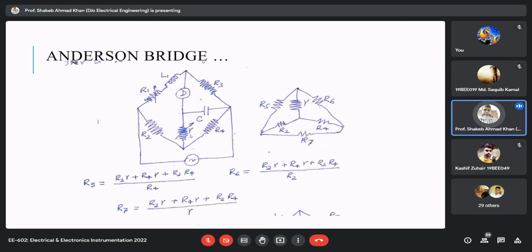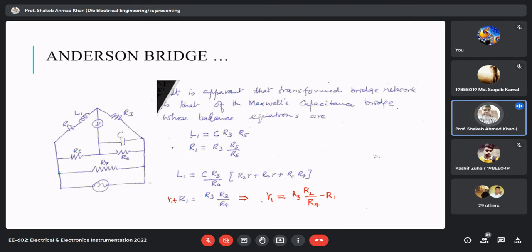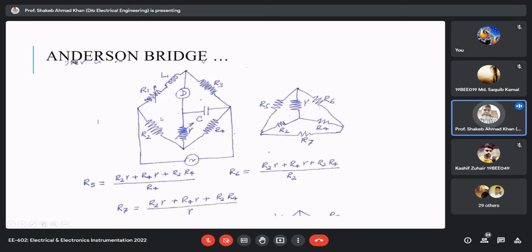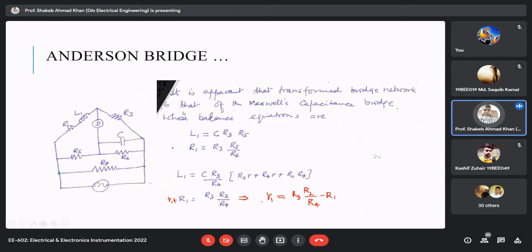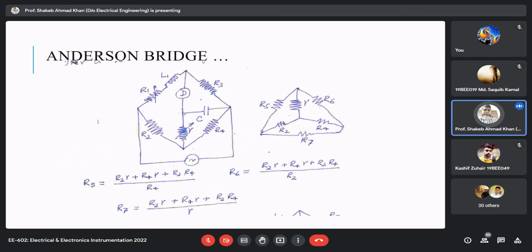So this is how the Anderson bridge performs. It is a very good bridge. It is very easy to balance also, because the resistances are variable and the sliding balance problem is not there, since the equations are independent. If anybody has any question regarding the derivation of the balance equation or whatever I talked about, as far as the Anderson bridge is concerned, you can ask, please.